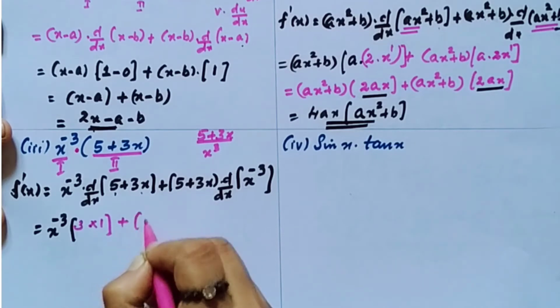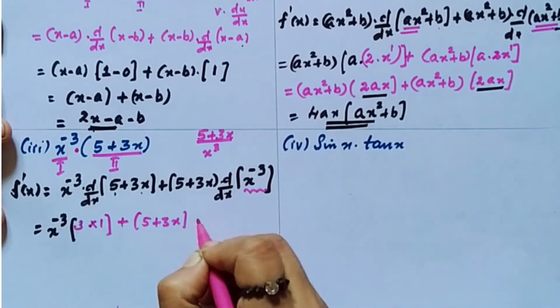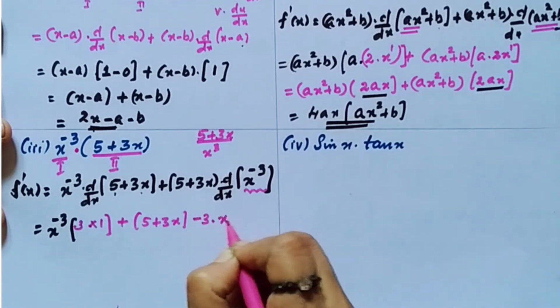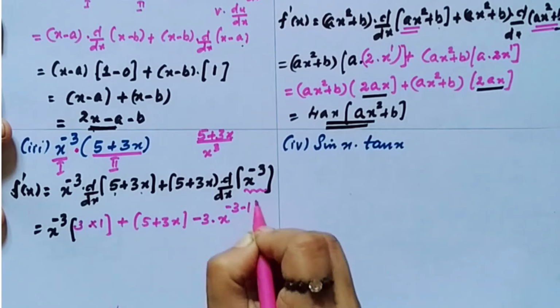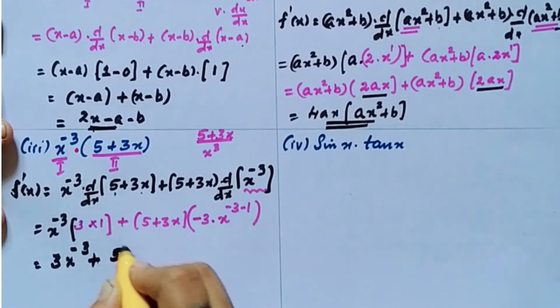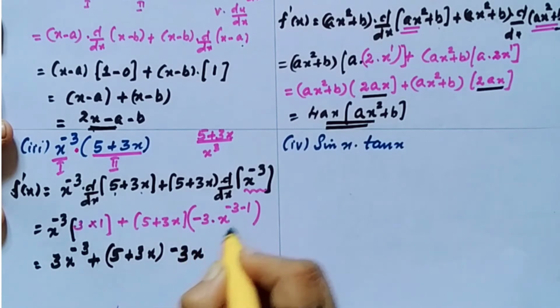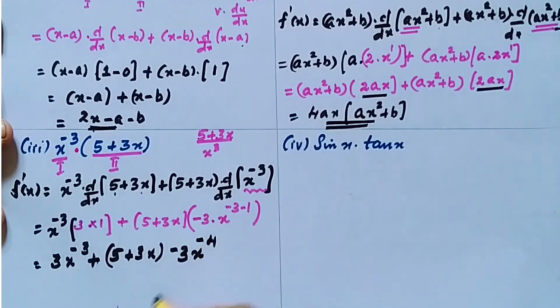Then plus 5 plus 3x into the derivative of x raised to minus 3, which is of the form x raised to n, so minus 3 into x raised to power minus 4. We can arrange it: equals x raised to minus 3 into 3, which is 3x raised to minus 3, plus 5 plus 3x into minus 3x raised to minus 3 minus 1, that is minus 4. Keep the answer like this.